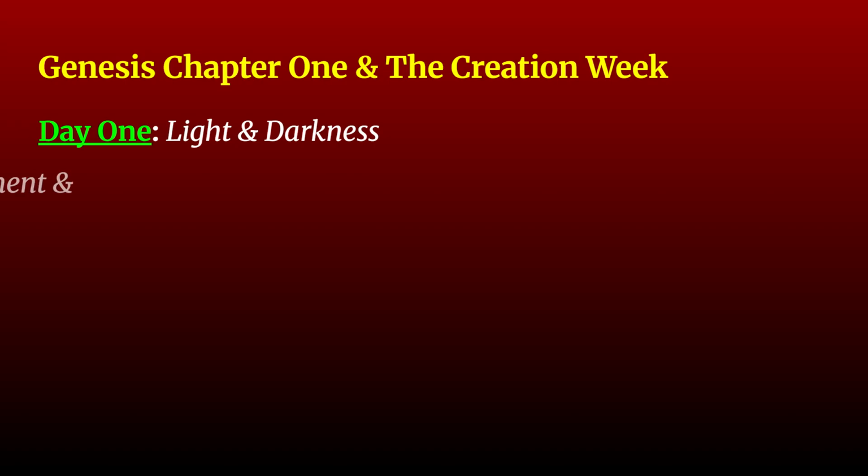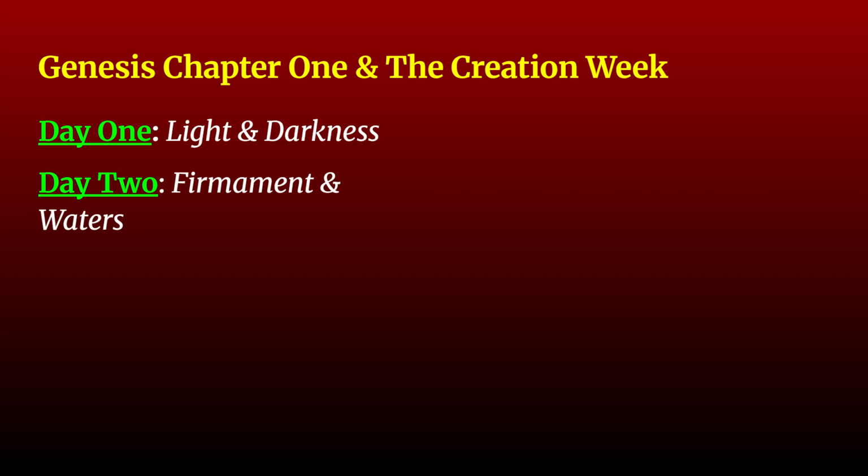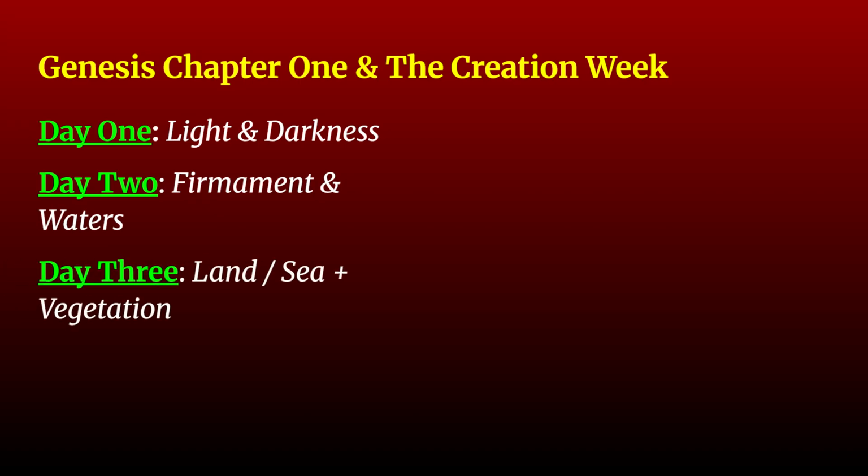So the first day of creation, God creates light and darkness. The second day of creation, he creates the firmament and the waters. On the third day of creation, the land and the sea, along with the vegetation. And then here is this 4. And you'll notice the color coding. On day 4, God creates the sun, the moon, and the stars.